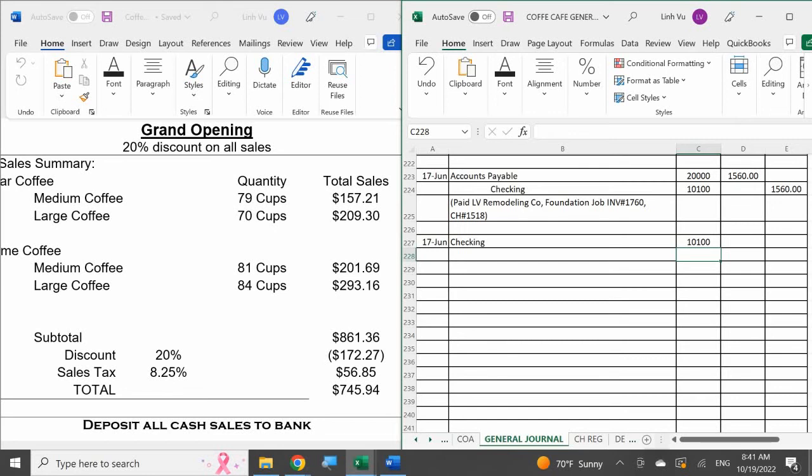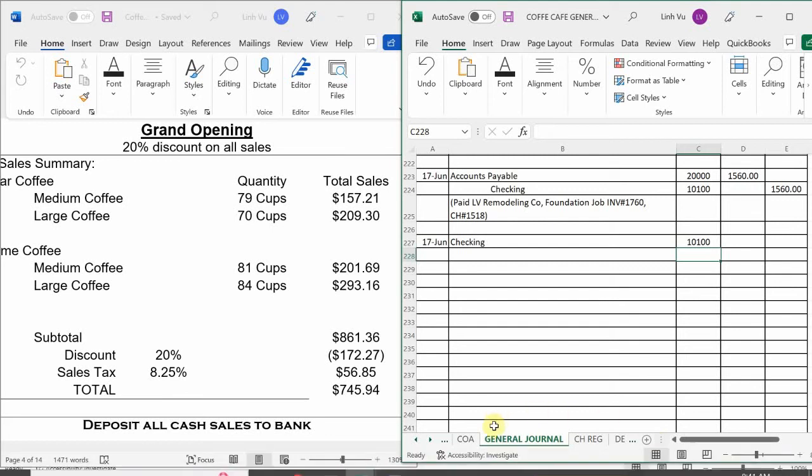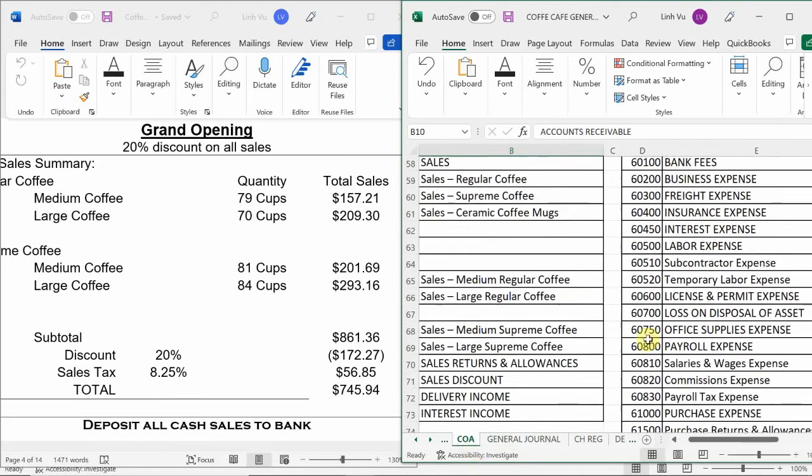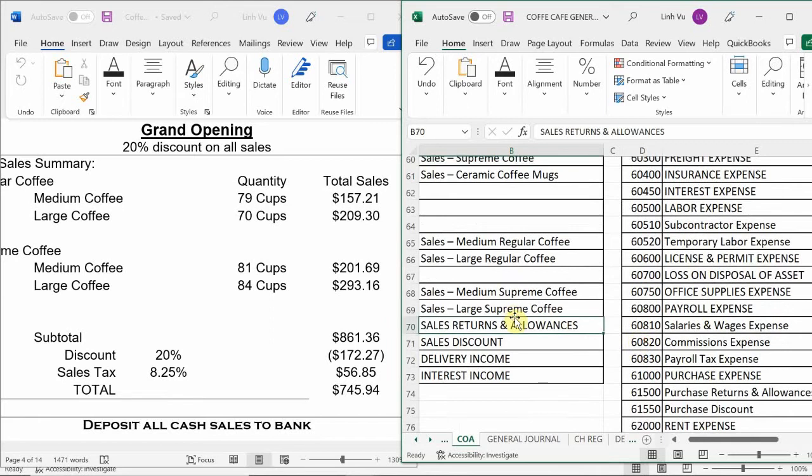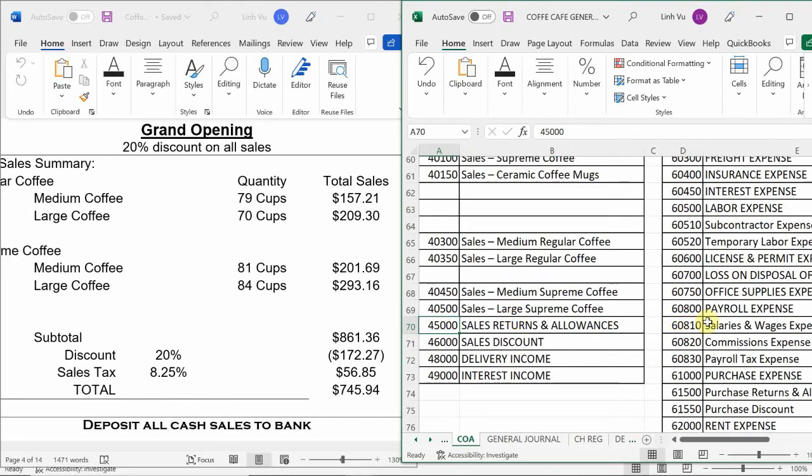And we're going to credit sales. Is there specific sales that I am charging? It will be for your coffee, the coffees and mugs. What do you mean the coffees and the mugs? You have to be very specific.